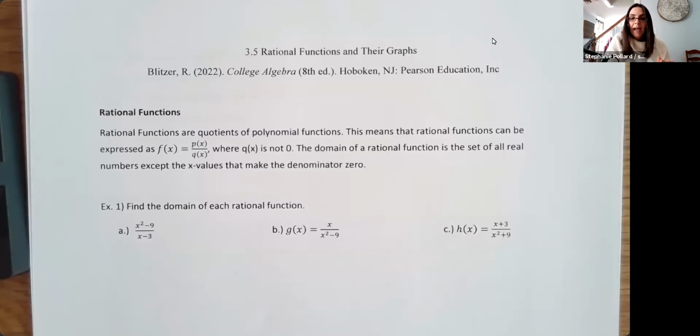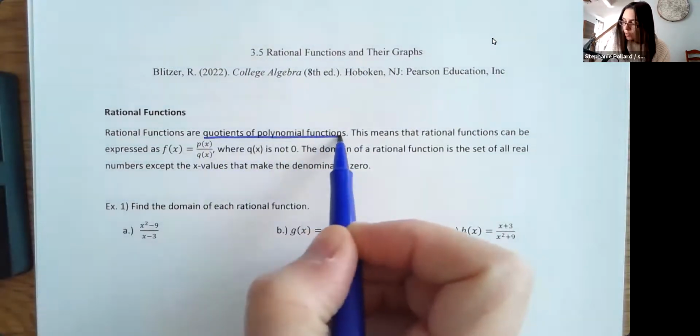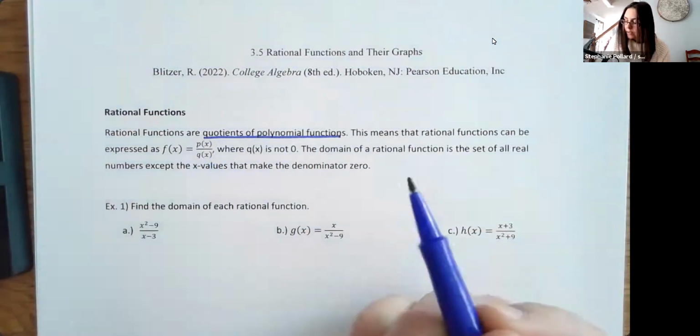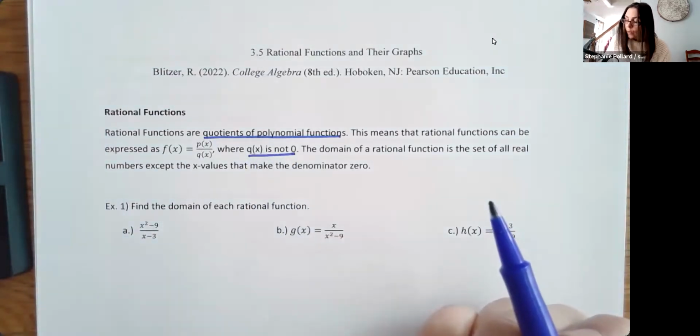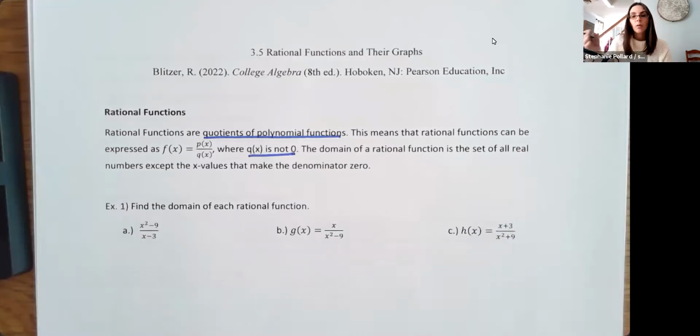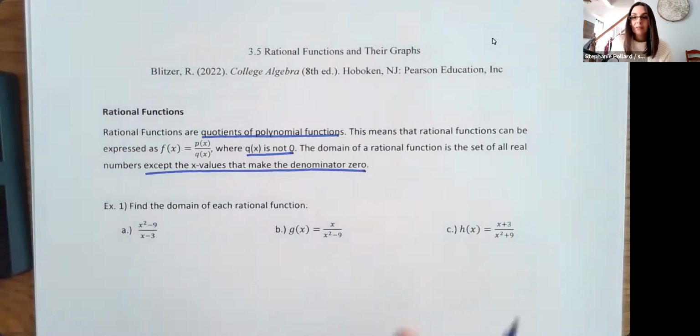So here you have a function that's a fraction, and the numerator and denominator are polynomials, and that's what a rational function is. It's the quotient of two polynomial functions. It looks like this, p of x over q of x. Of course, you need to make sure that q of x is not 0. So for your domain here, it's going to be all real numbers, except any values that make the denominator 0, because remember, that would make it undefined.